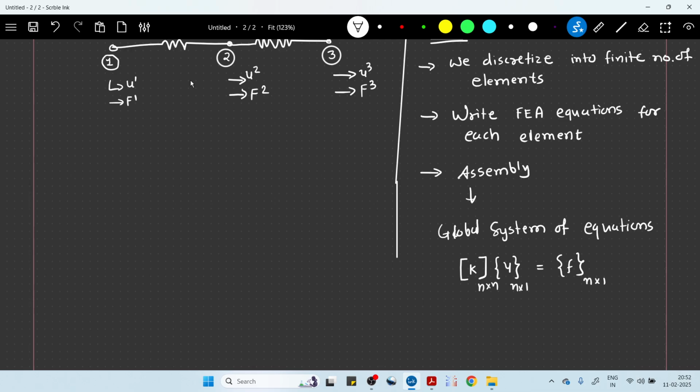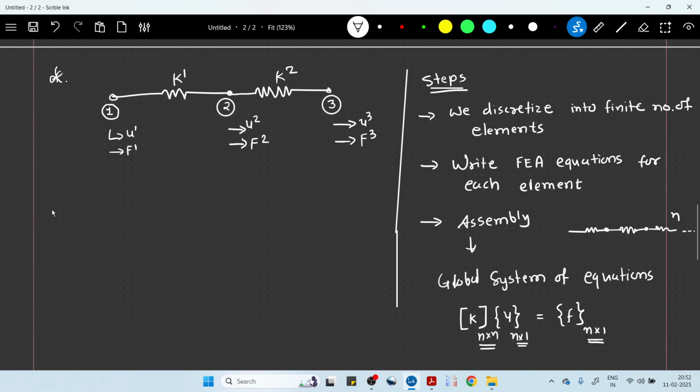For example, if we divide it into n finite elements, then the displacement vector size will be n by 1, the force vector size is n by 1, and n by n is the stiffness matrix. I'm talking about 1D elements. So these are the steps. Let's apply this to this particular example. First we have discretized into two finite elements. Now we will write down the FEA equation for each element.